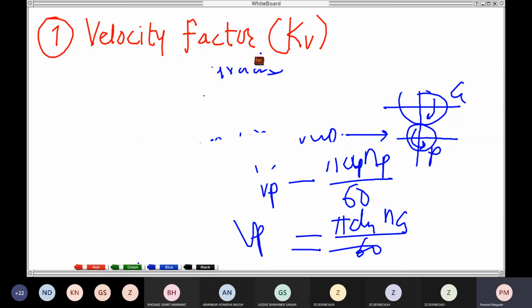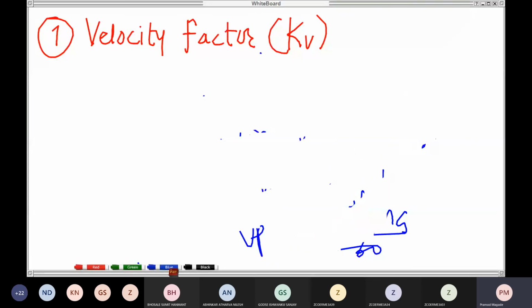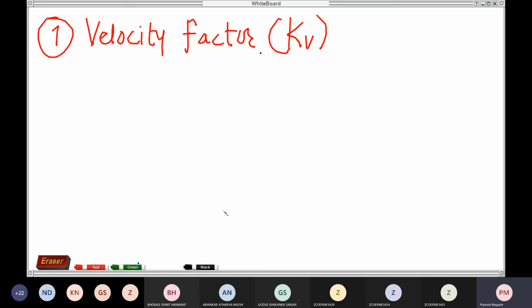See, velocity factor, I forgot to tell you, is also called the Barth factor. I'll write here. Anytime they will ask, write Barth equation. It is not included in your syllabus, so the answer is this is also called the Barth factor. Okay. So this will be the velocity factor.